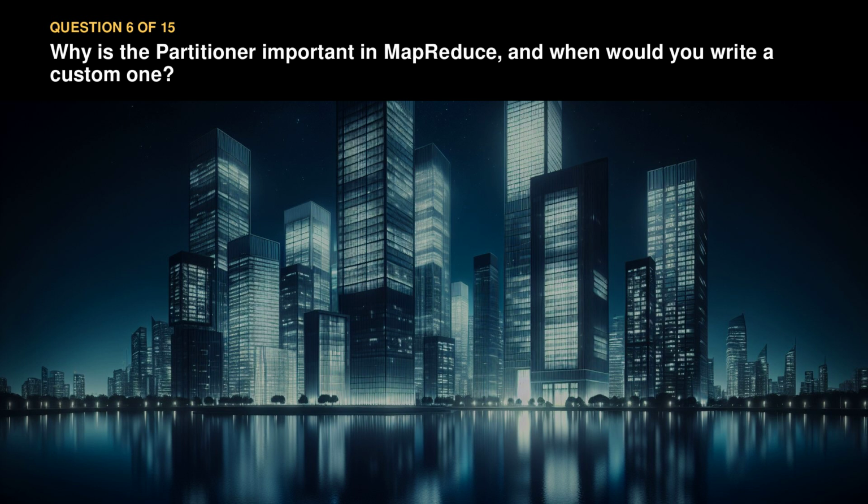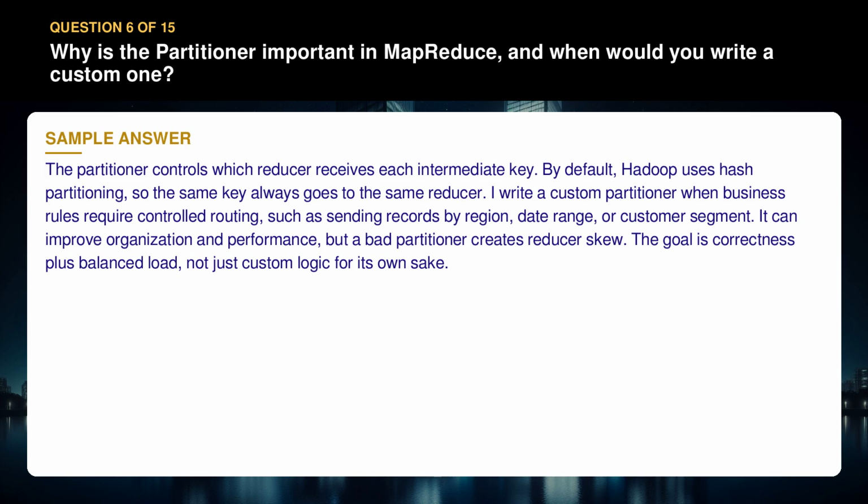Question 6. Why is the partitioner important in MapReduce, and when would you write a custom one? The partitioner controls which reducer receives each intermediate key. By default, Hadoop uses hash partitioning, so the same key always goes to the same reducer.